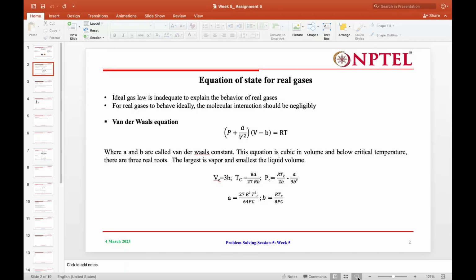The critical temperature is the highest temperature at which the substance can exist as a liquid. When the temperature is less than the critical temperature, it is called vapor, and when the temperature is greater than the critical temperature, it is called gas. So these are the van der Waals constants: a is equal to 27 R square Tc square divided by 64 Pc, and b is equal to R Tc divided by 8 Pc, right?